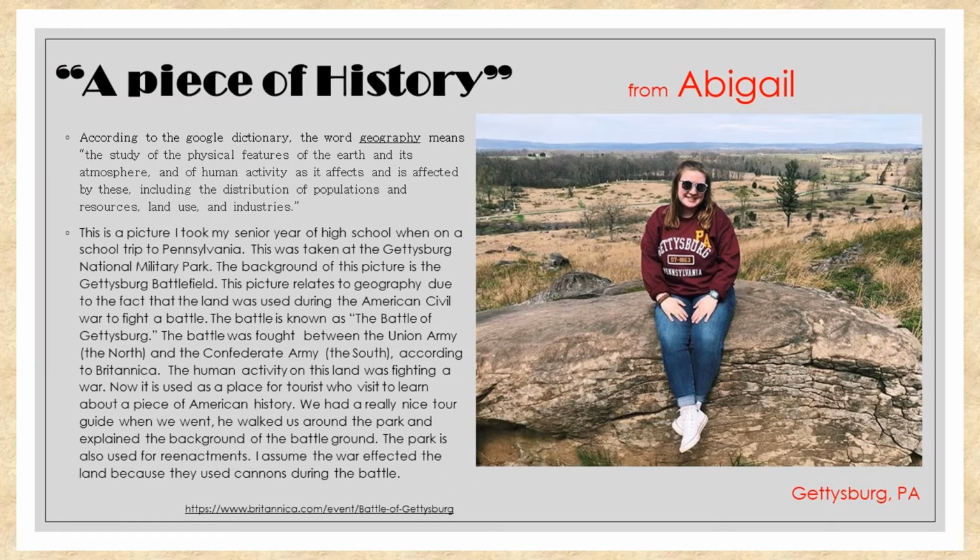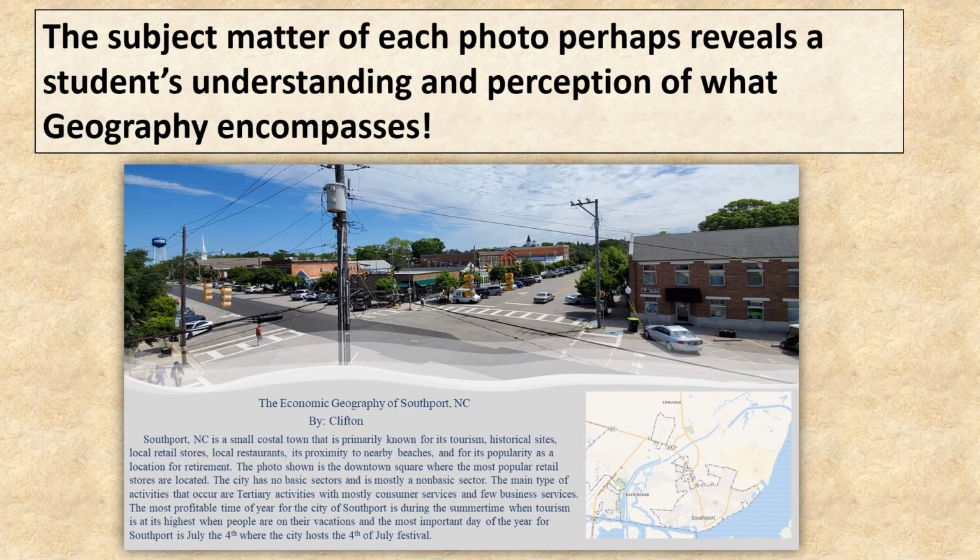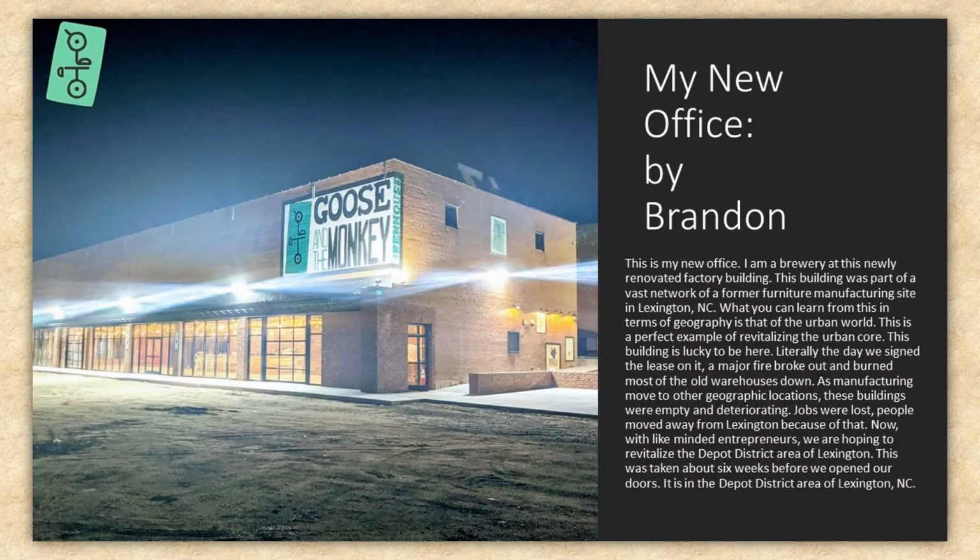And here she has a picture of herself at the Gettysburg battlefield. Not really a selfie because you can see the landscape in that. The subject matter the student took a photo of, I think, reflects their understanding of geography and their perception of what geography encompasses. For example, economic geography and business geography is part of their world.